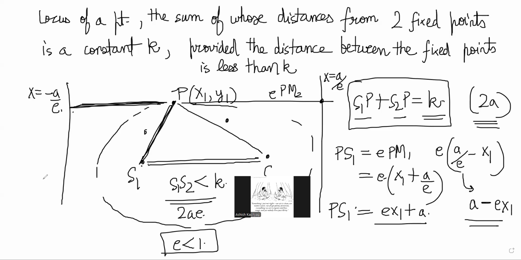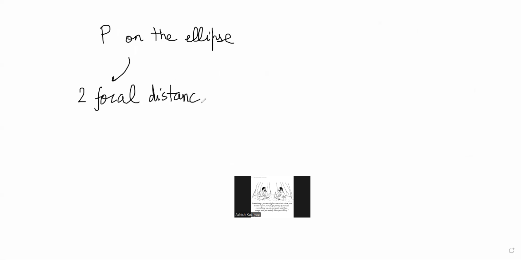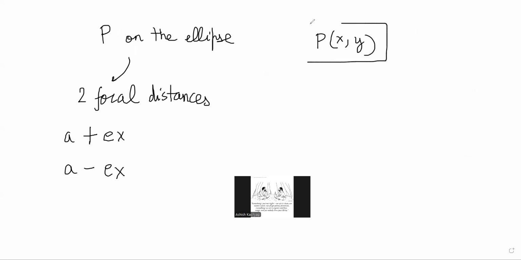So this is a very important thing to remember. Any point on the ellipse has two focal distances, depending on whether it is on the right half of the ellipse or the left half of the ellipse. And the focal distances are a plus ex or a minus ex, where this point's x coordinate was x. So this point's coordinate is x comma y. The focal distances are a plus ex and a minus ex.